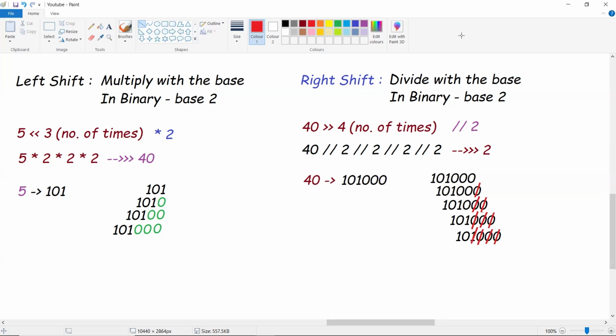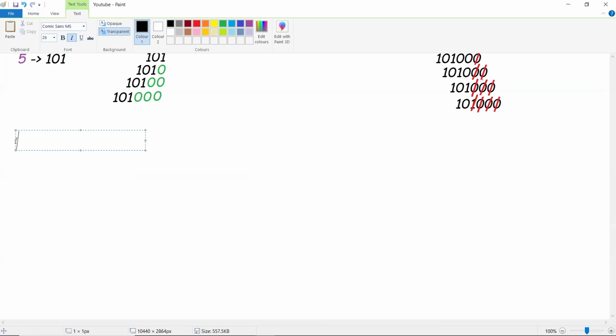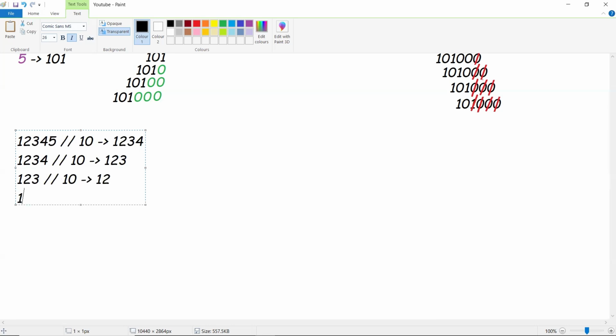Basically, if you want to remove the last digit from any number, you do a right shift with respect to the base. As we are working in binary, we are dividing by 2. Now let's work in decimal base. We have the value 12345. If I divide by 10, you get 1234. Again, if you divide 1234 by 10, you get 123. Again, if you divide 123 by 10, you get 12.